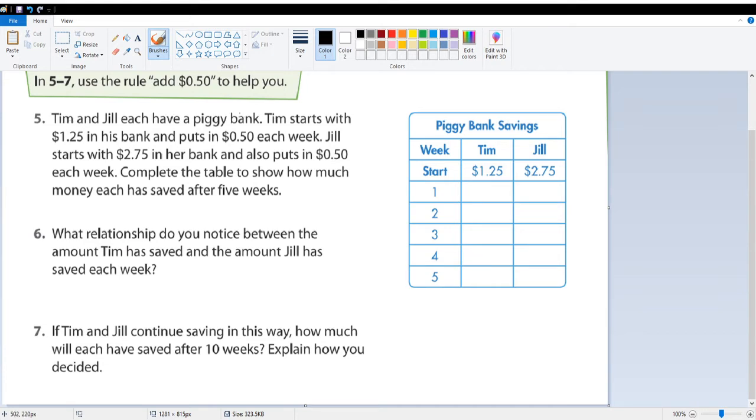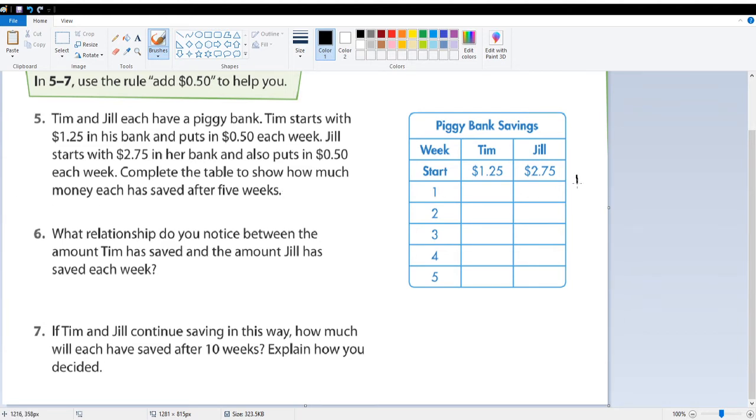Tim and Jill each have a piggy bank. Tim starts with $1.25 in his bank and puts in 50 cents each week. Jill starts with $2.75 in her bank and also puts in 50 cents each week. Complete the table to show how much money each has saved after 5 weeks.